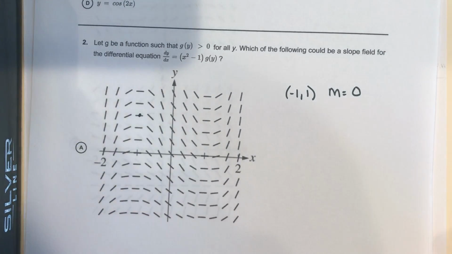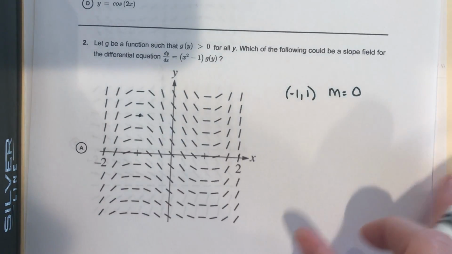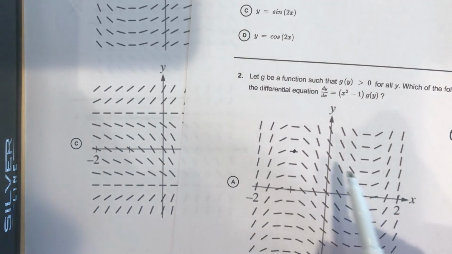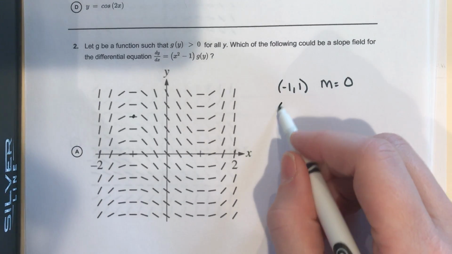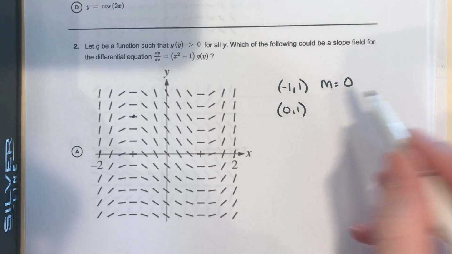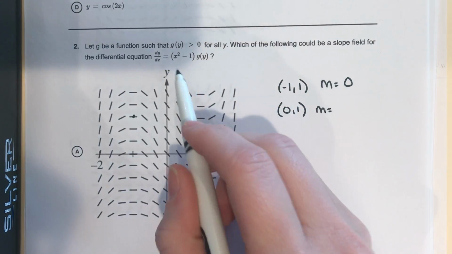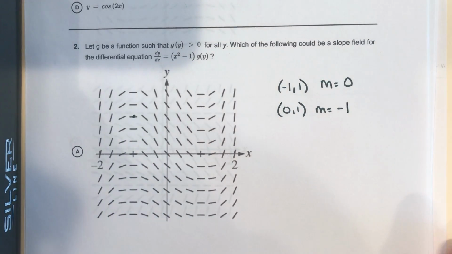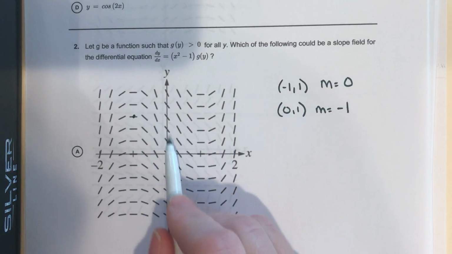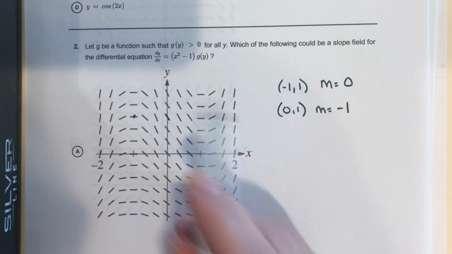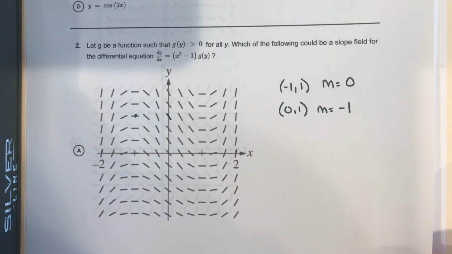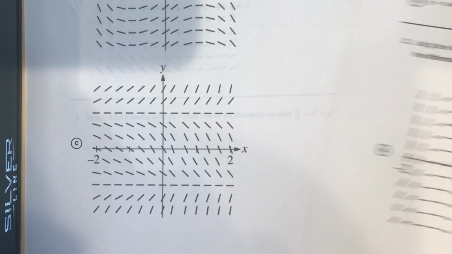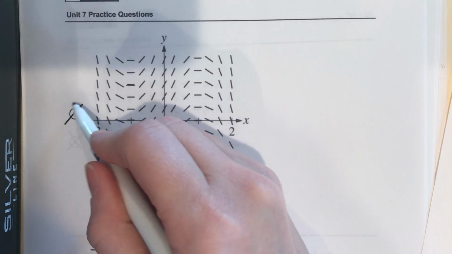Some of these are different on the y-axis, so I'm going to check 0, 1 next. So the slope at 0, 1, if I plug into my formula, would be 0 minus 1, so negative 1. So A could be a solution, right? At 0, 1, I have a slope of negative. It's a negative value. B, it's a positive value, so I can cross B out.